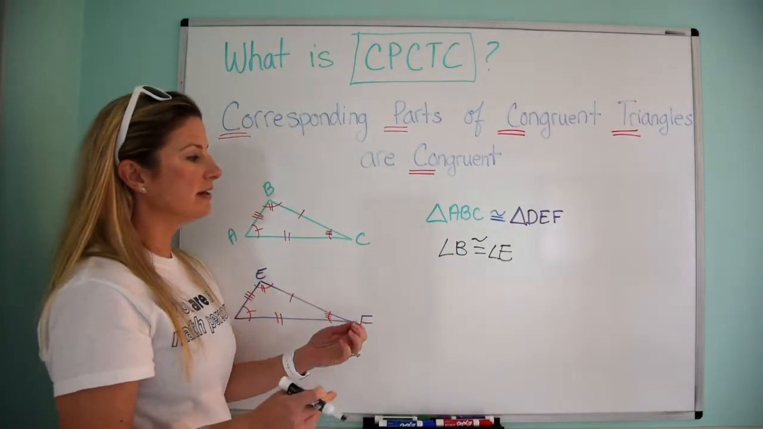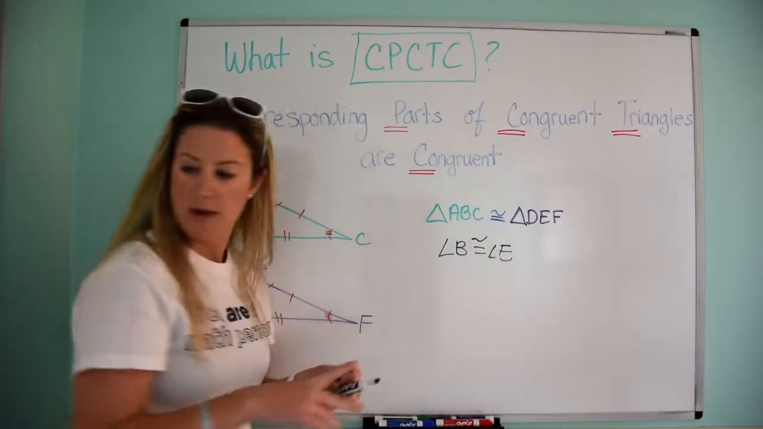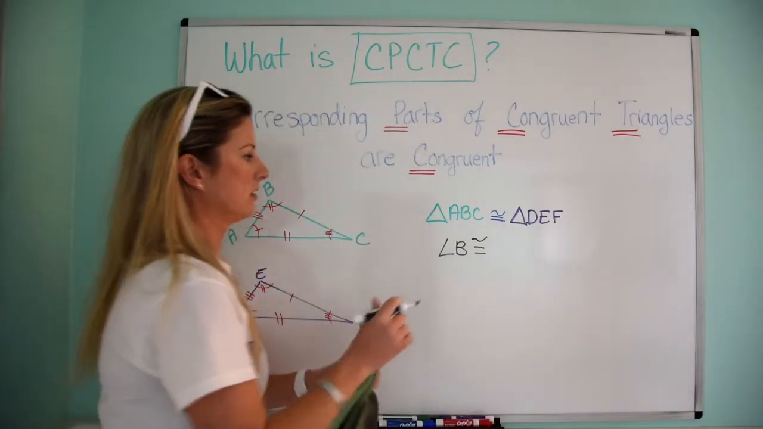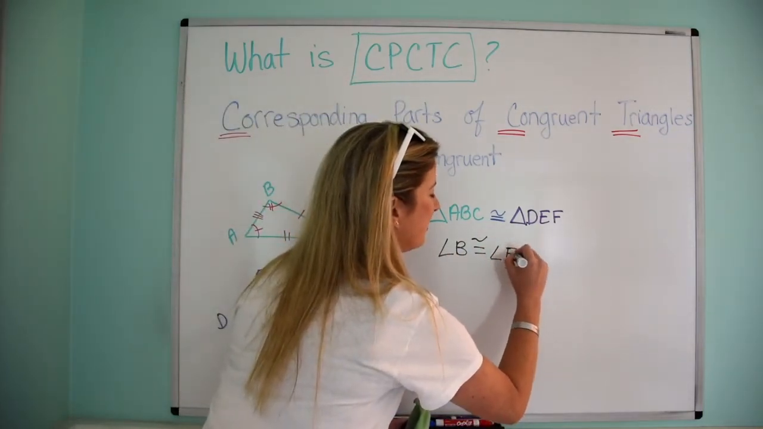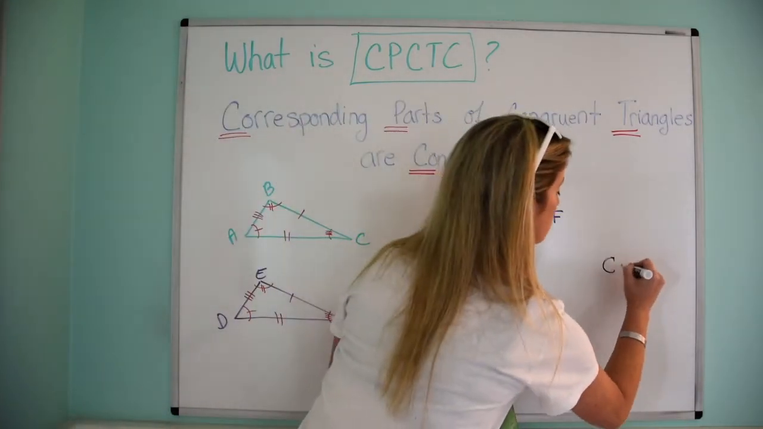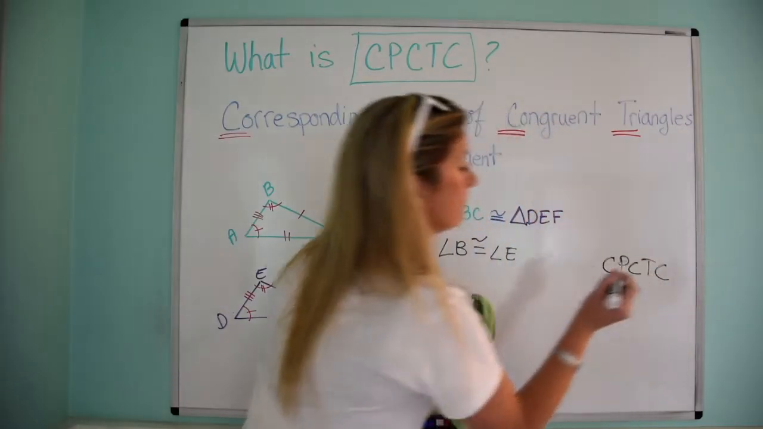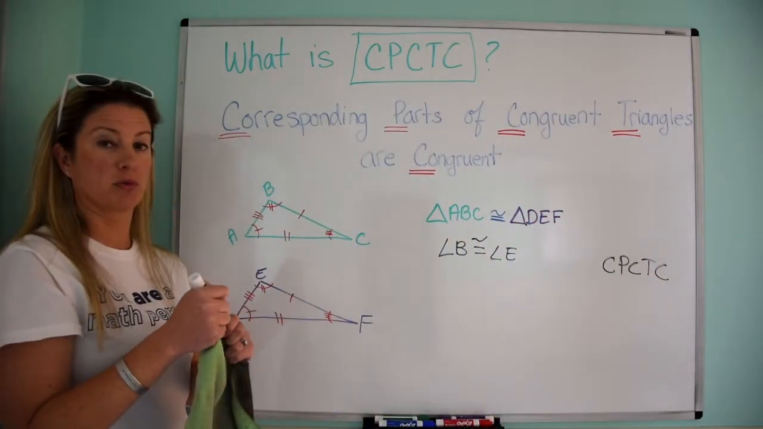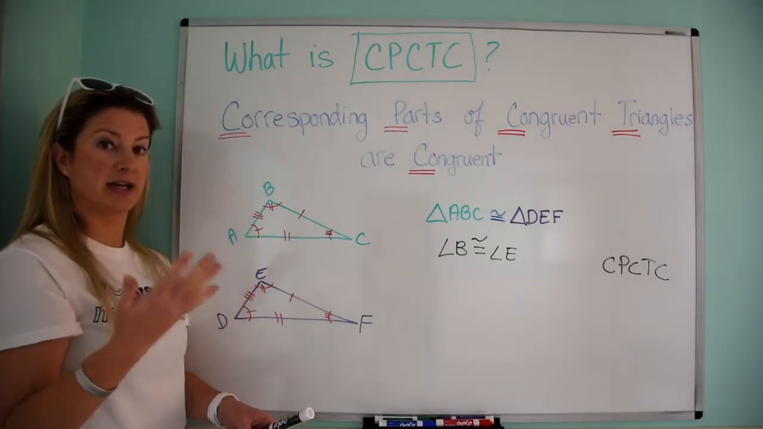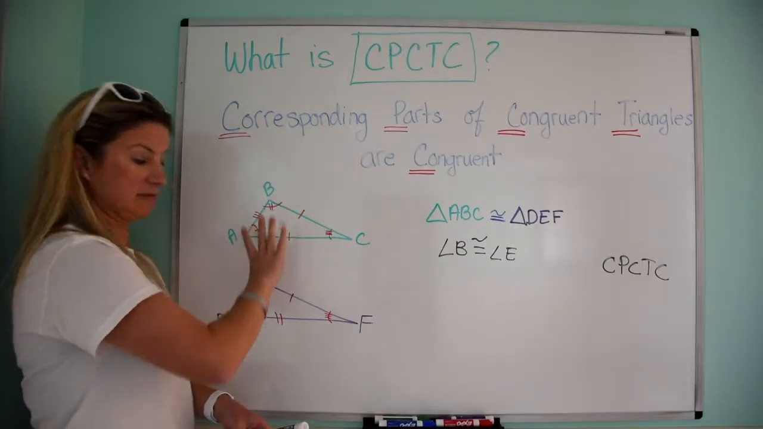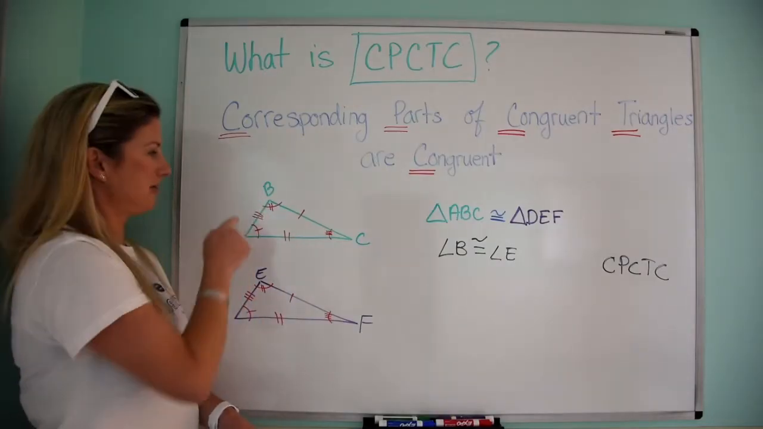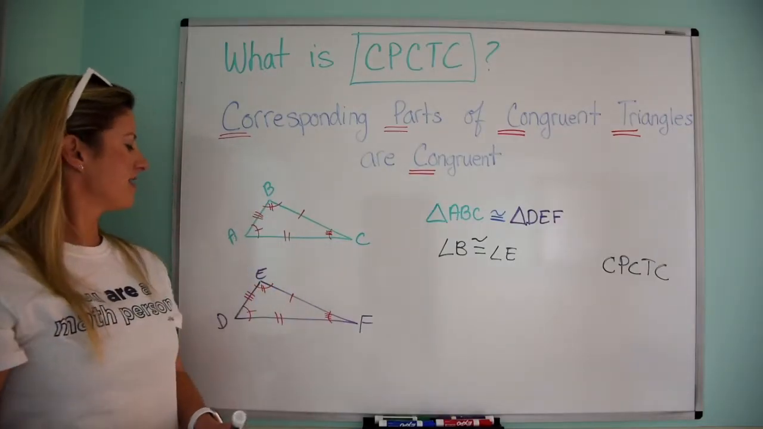And the reason, let's just make sure, maybe I should just erase the whole thing. Didn't do a good job there, kind of melded together. Okay, so angle B is congruent to angle E, and the reason for that would be CPCTC, because corresponding parts of congruent triangles, so remember these triangles are congruent, and angle B and angle E are corresponding angles, okay, so corresponding parts of two congruent triangles are congruent. So therefore angle B is congruent to angle E.